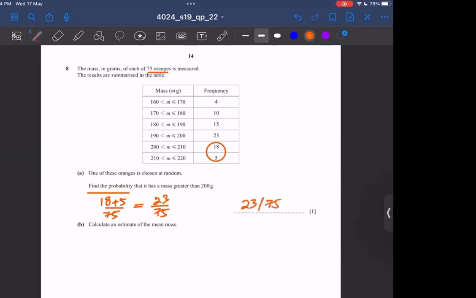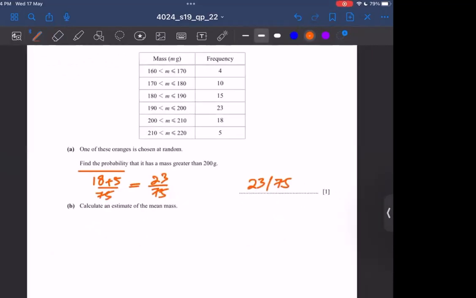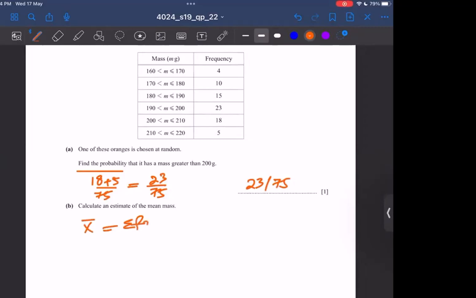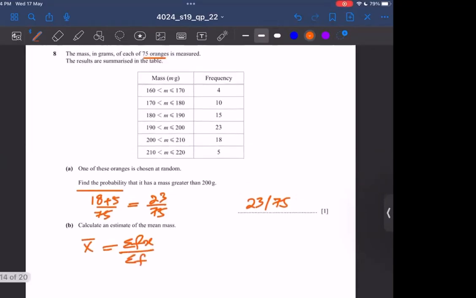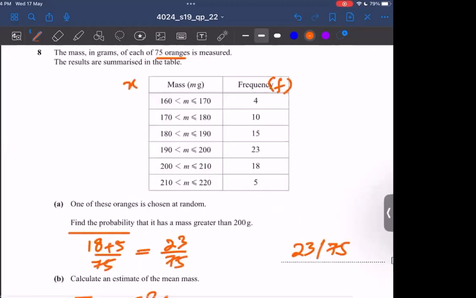Calculate the estimated mean mass. Okay, you have to calculate the mean mass. For the mean, the formula is sum of fx divided by sum of f. So what is the f value? This is the f value. What is the x value? The midpoint of 160 and 170.